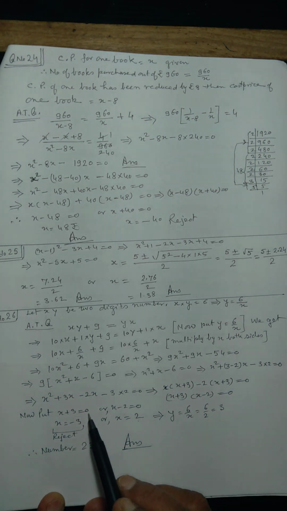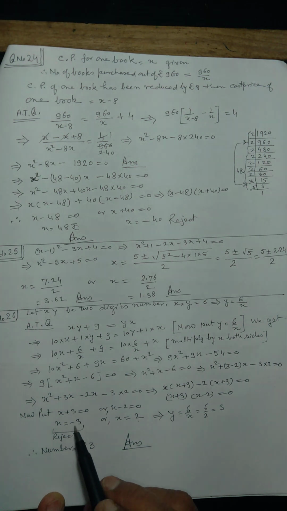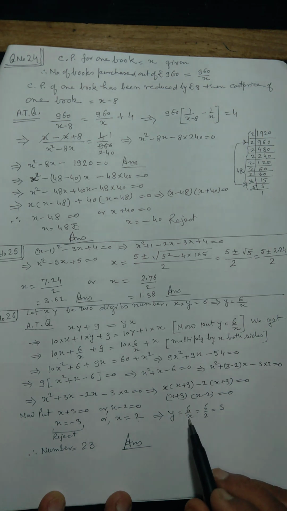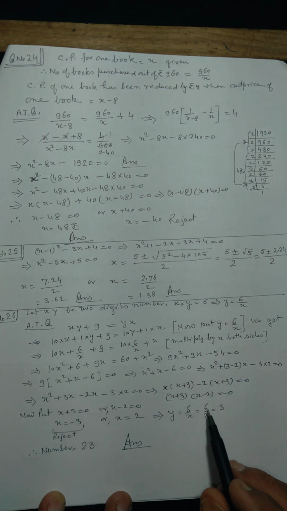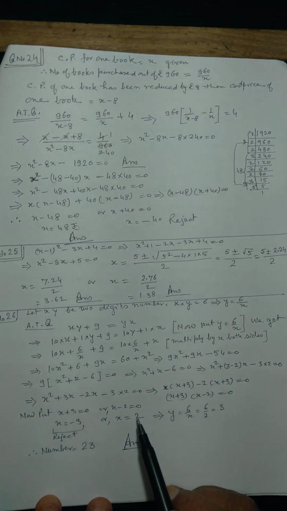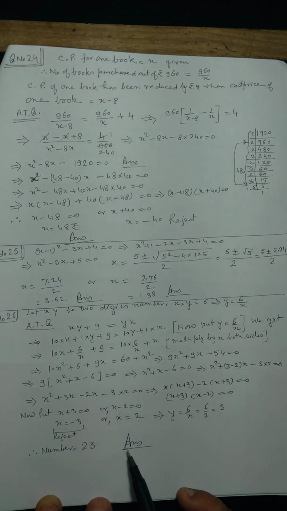Put x plus 3 equal to 0. Here x is equal to minus 3. We reject it because minus 3 is negative. x is equal to 2. So y will be equal to 6 divided by x, that is 6 divided by 2, that will be 3. So in place of x we write down 2 and in place of y we write down 3. So the number is 23. This will be the answer of question number 26.